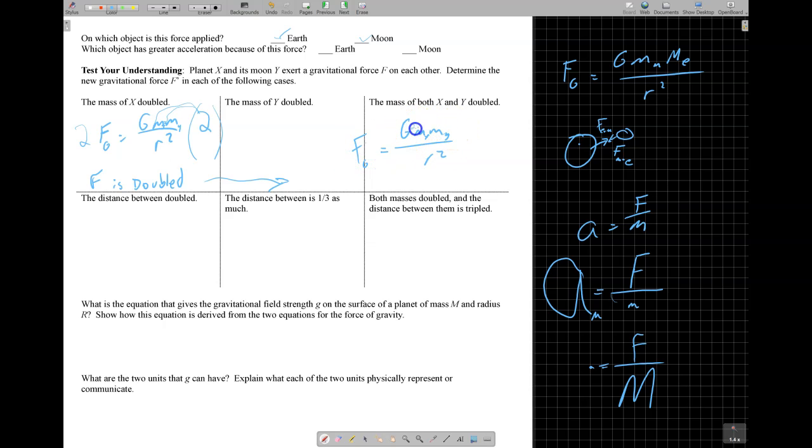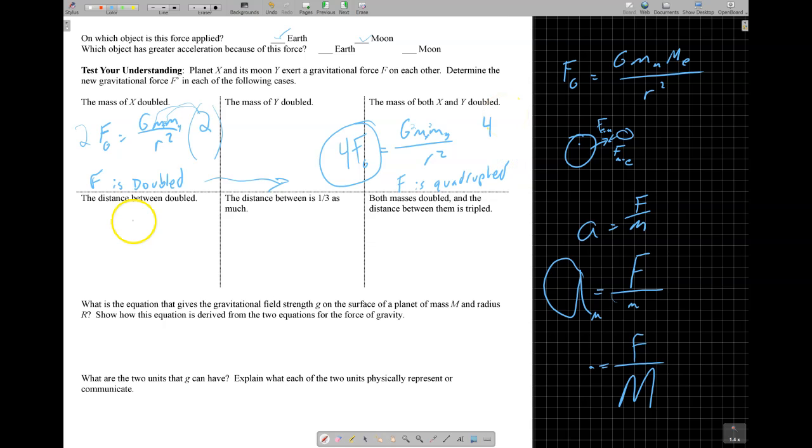So now there's a 2 here and a 2 here. 2 times 2 is 4, so I'm multiplying the right side of the equation by 4. I've got to multiply the left side of the equation by 4. Our force is quadrupled.